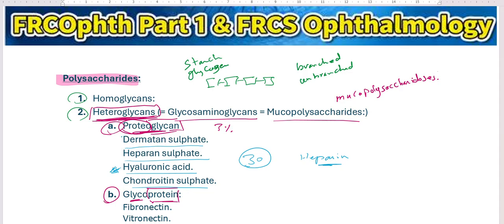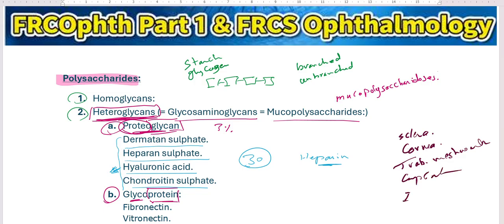They are more into structural integrity of the eye. So they are found in sclera, cornea, trabecular meshwork, and they are even found in the lens capsule, eye limb, vitreous, and vitreomacular interface.